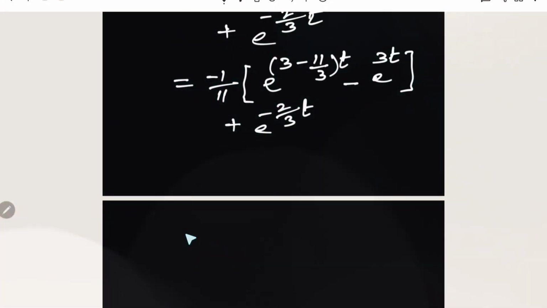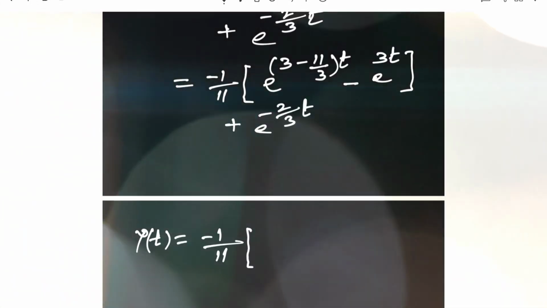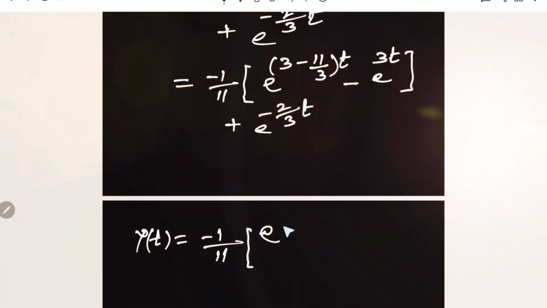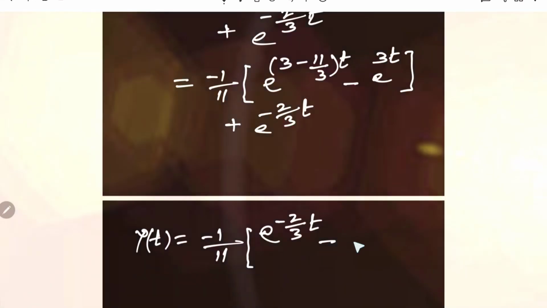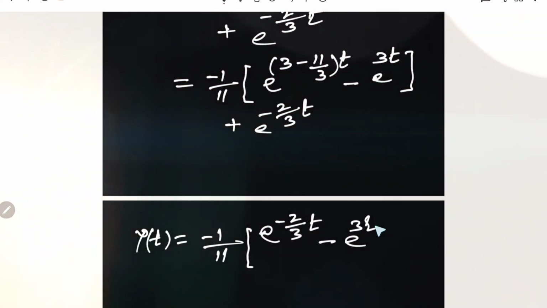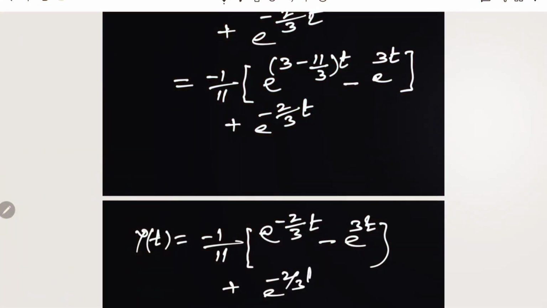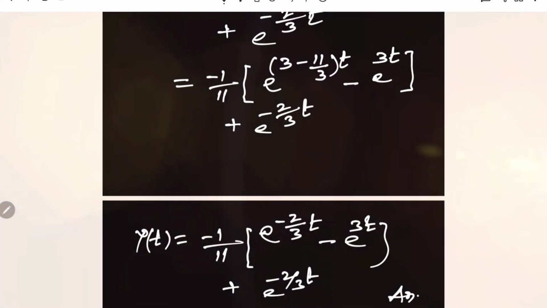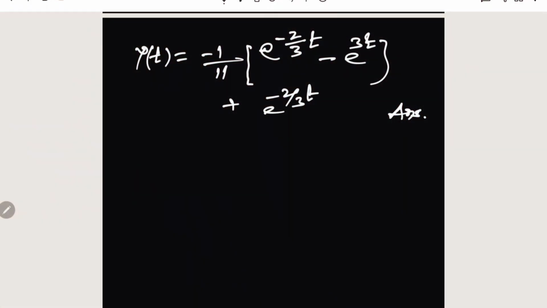One more step. Therefore, y of t is equal to minus 1 by 11 into, this is 9 minus 11, e raised to minus 2 by 3 times t minus e raised to 3t, and plus e raised to minus 2 by 3 times t, as the required answer or required solution. Here the second part is completed.